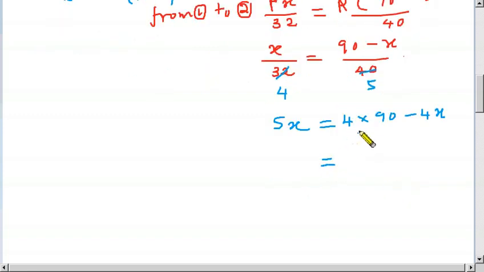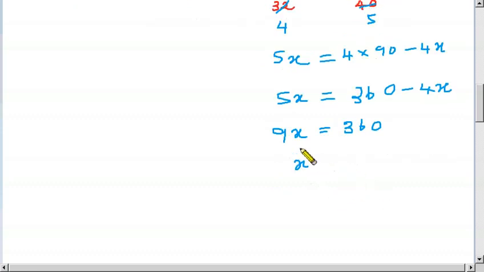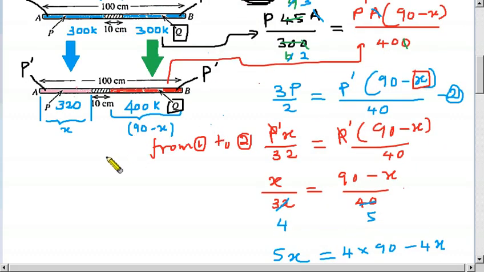So 4 times 90 is 360, minus 4x, here 5x. We take this one to the left side, so altogether 9x equals 360. So divide by 9, how much? 360 divided by 9, so we get 40 centimeter. So x is 40 centimeter.